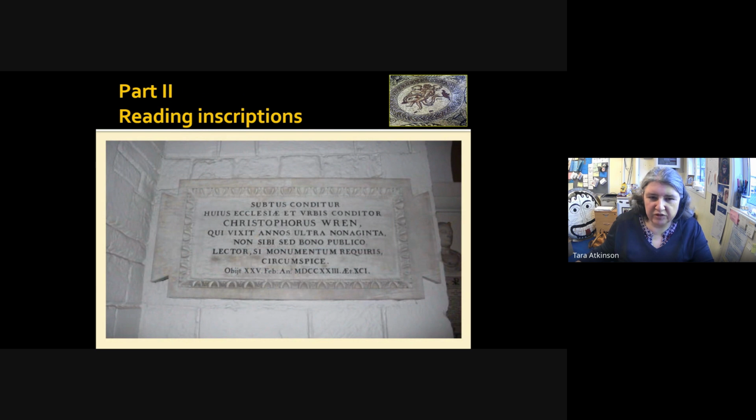This all just means below is buried the creator, the constructor of this church and city, Christopher Wren, who lived more than 90 years, not for himself, but for the public good. Reader, if you seek his monument, look around you. And then it goes on to say that he died on the 25th of February in the year 1723 when he was 91. There we are.